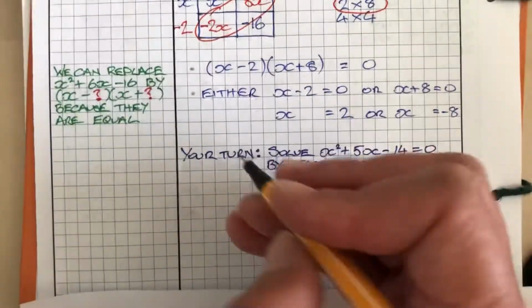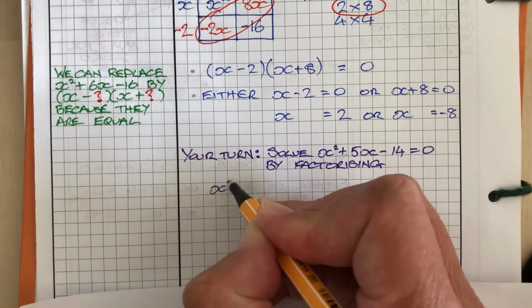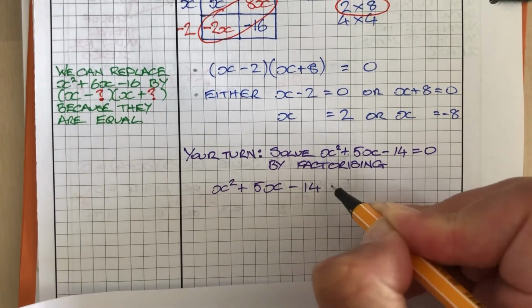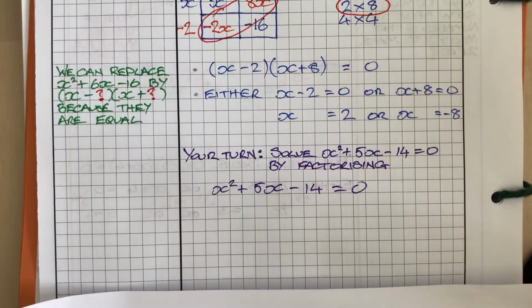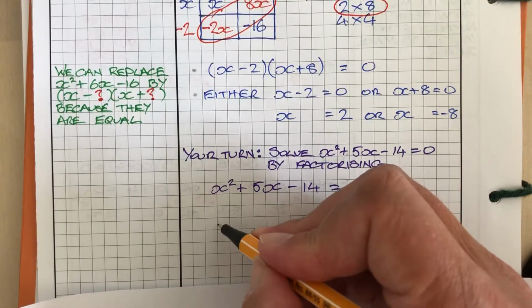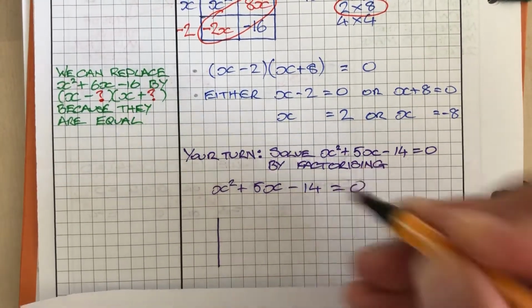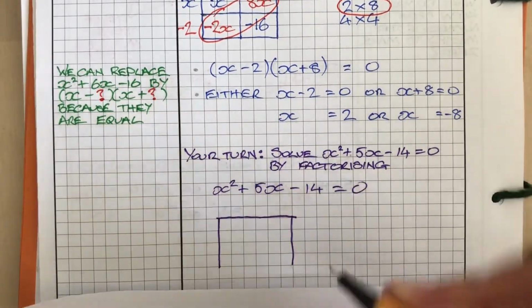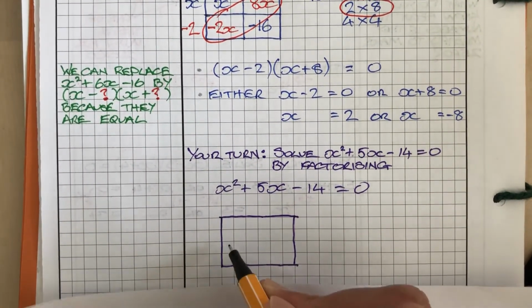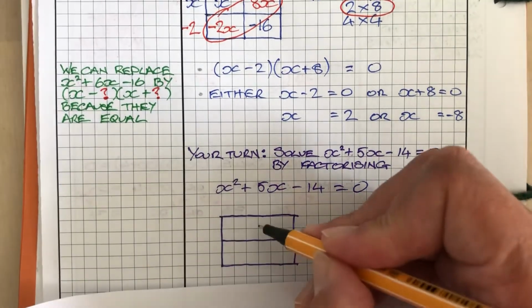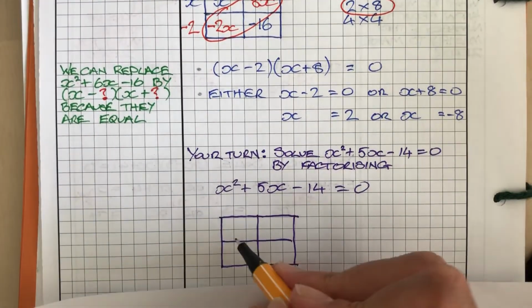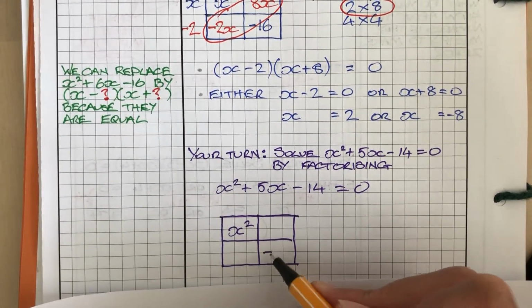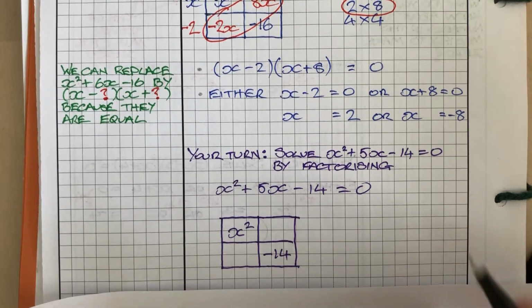Right, so I like to start by pulling out from the question what I'm going to use. So that's that equation. I know I'm factorising, so I'm working with multiplication. I draw a multiplication grid. The x squared term goes straight into the top left-hand box. The number term goes straight into the bottom right-hand box.